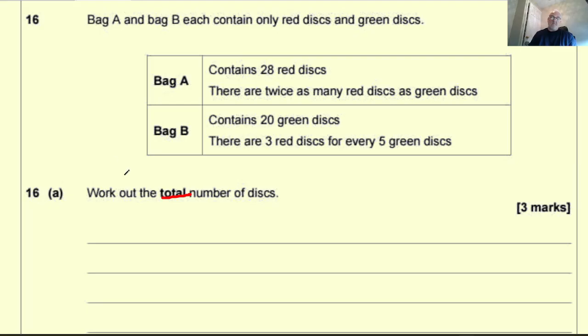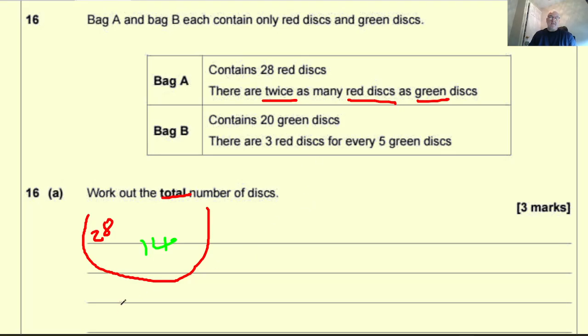So, on a question like this, I would try and again visualize what it's telling me. So I've got 28 red, and there are twice as many red discs as green discs. So my green must be half of whatever this is. So I think twice as many red, so there's half as many green as there are red. So once I've got that sorted, I know there's got to be 14 green discs in there.